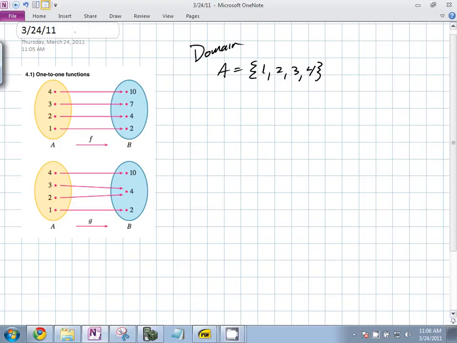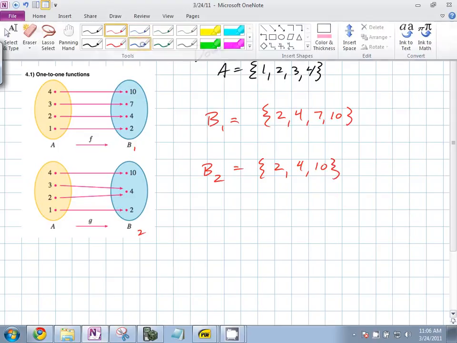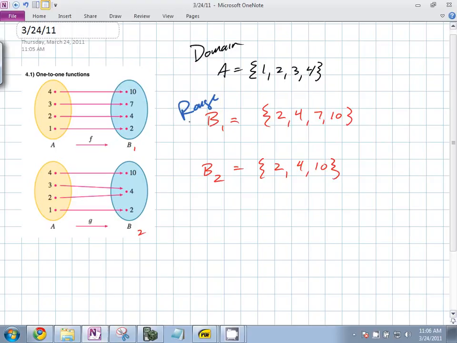What about, and we'll label this, B1 and B2. What are the ranges? Well, they're B1 and B2. Can someone tell me what B1 is? Yeah. Why don't I write that as like 7, 4, 2, 10? You can write it that way, but in general, what's the common practice? Yeah, least to greatest. It just helps a little bit. Okay, so you have the same domain and two different ranges.